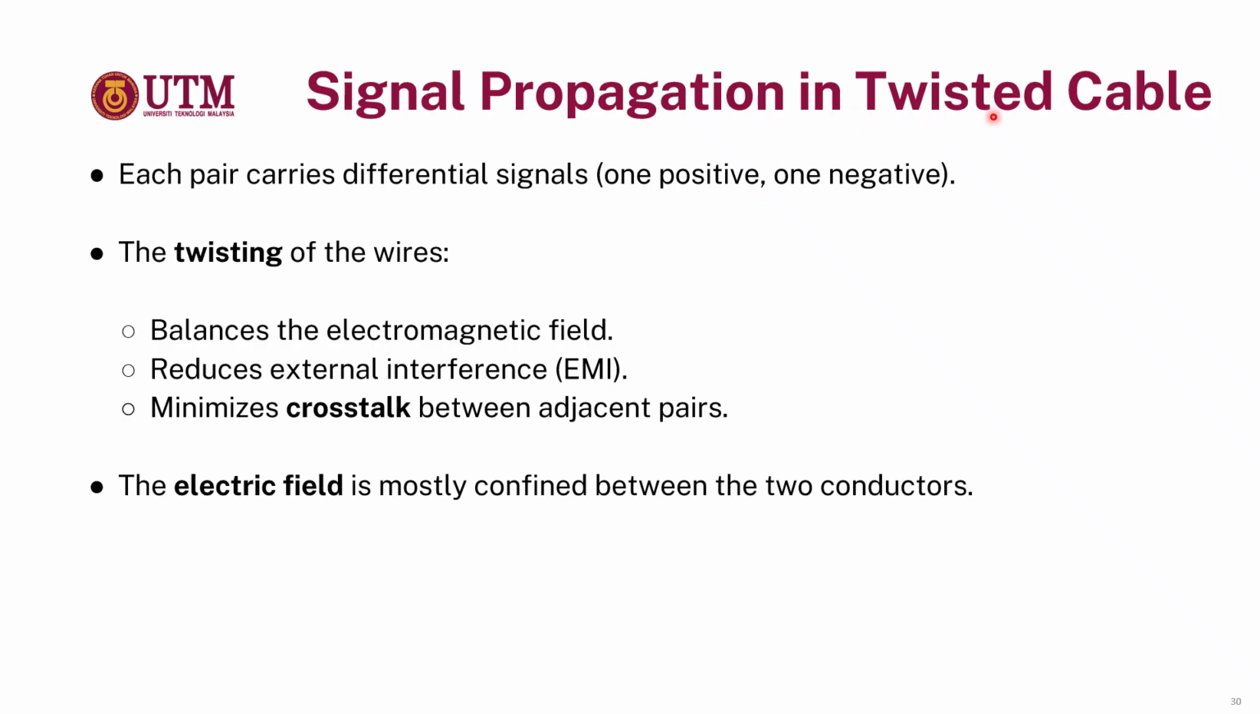Signal propagation in the twisted cable pair: one of the cables is positive and one of the cables is negative, so together they create a differential signal. The twisting of the wires balances the EM field, reduces the external EMI, and minimizes crosstalk between adjacent pairs. The electric field is mostly confined between the two conductors that are twisted with one another.